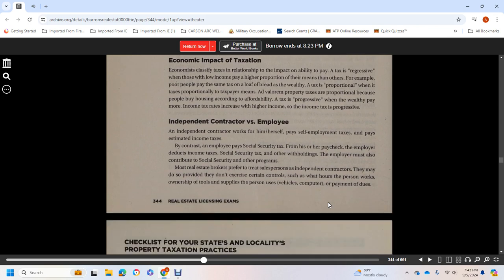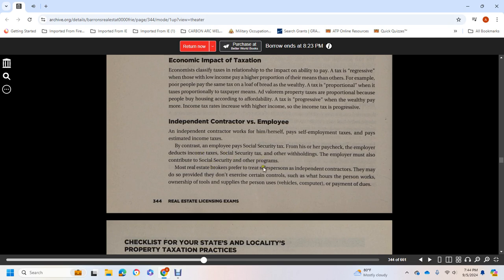Independent contractor versus employee. An independent contractor works for him or herself, paying self-employment taxes and estimated income tax. By contrast, an employee pays Social Security tax from his or her paycheck, but the employer deducts income tax, Social Security tax, and other withholdings. The employer must also contribute to Social Security and other programs.